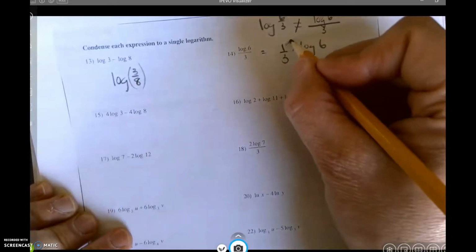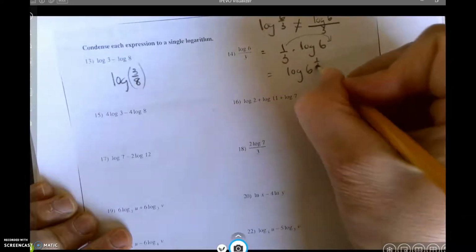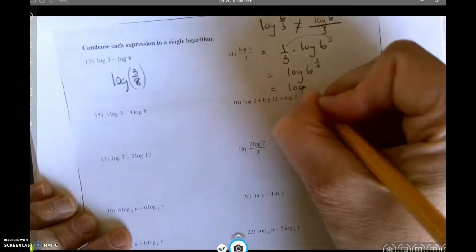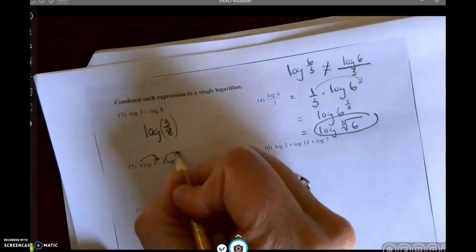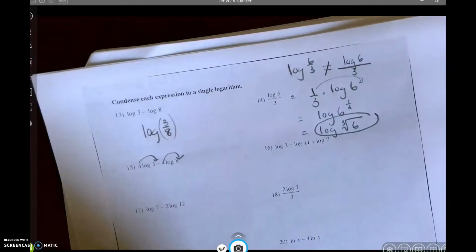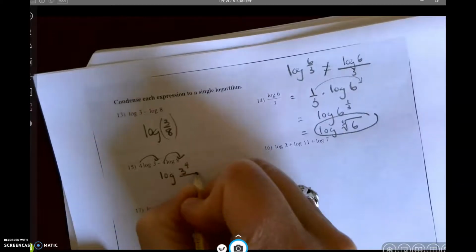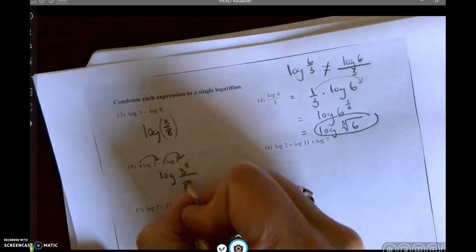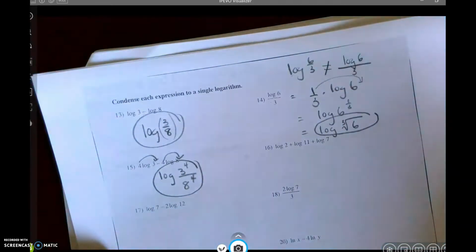So then that 1/3 is going to move to here, and it becomes log of 6 to the 1/3, which is the log of the cube root of 6. Alright, it's going to move to there, and this 4 is going to move to here, and the subtraction becomes division. So log of 3 to the 4th over 8 to the 4th. And since these are all meant to be non-calculator, that's as far as you have to go.